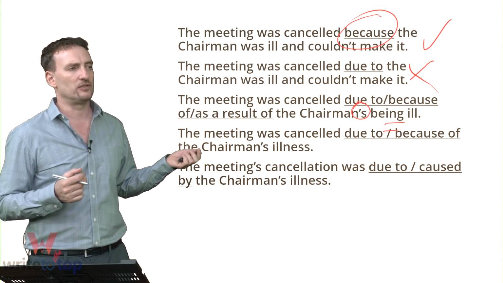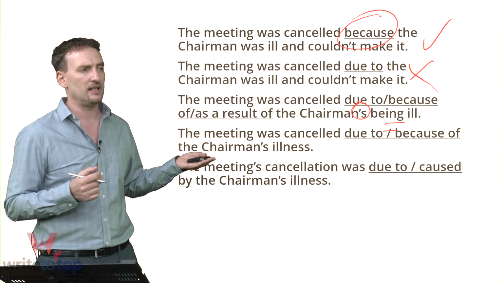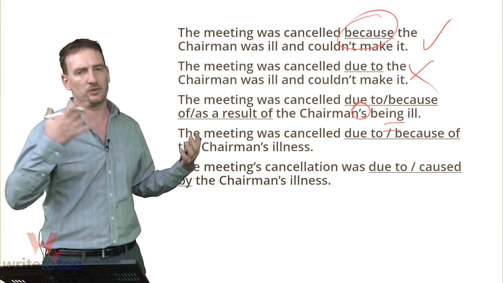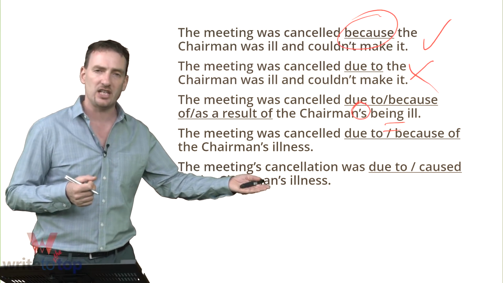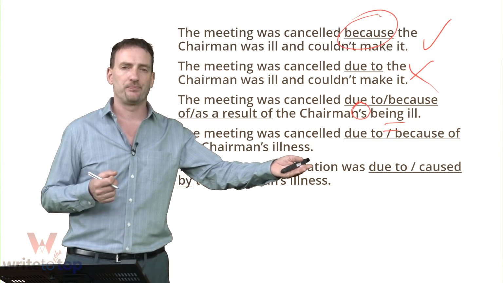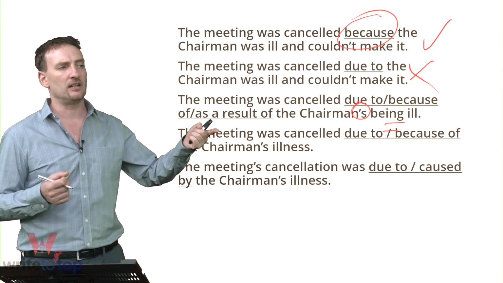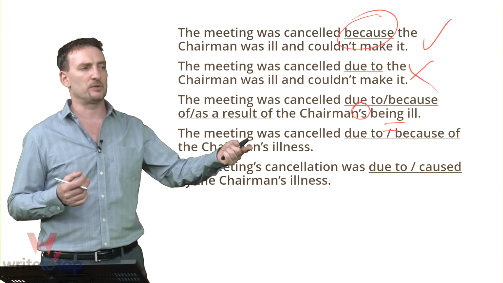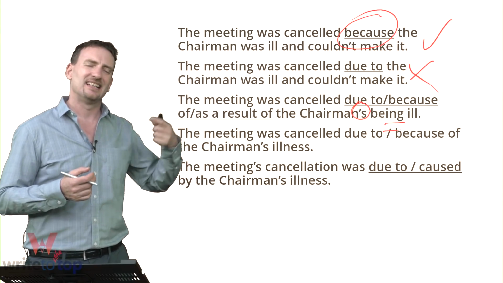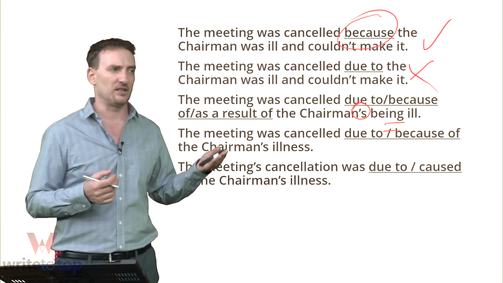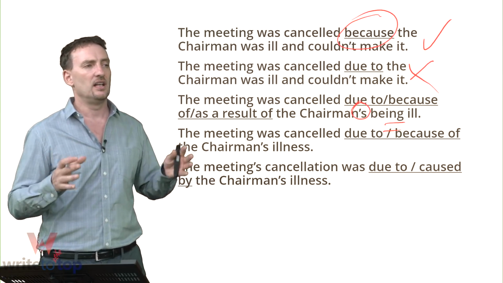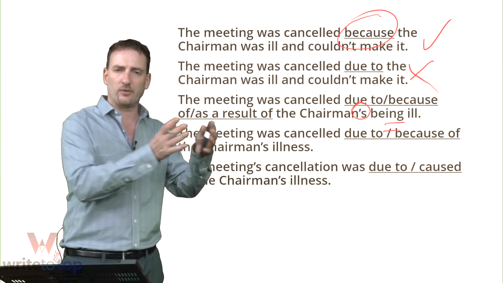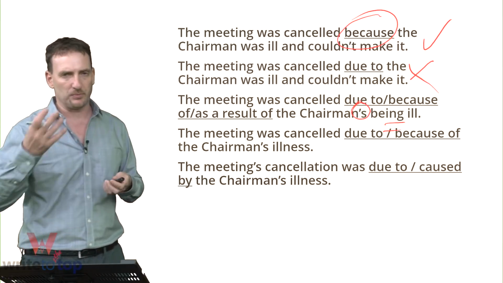The meeting was canceled due to the chairman's illness. So same idea. The chairman's illness, noun. Because of is correct, due to is acceptable. The meeting's cancellation was due to. Now, notice that although here was canceled due to, acceptable. The meeting's cancellation was because of the chairman's illness. Most people would not use this because I don't have any verb to modify. So technically, due to with noun, because of with verb, but with the verb you can use both because it's very commonly used.